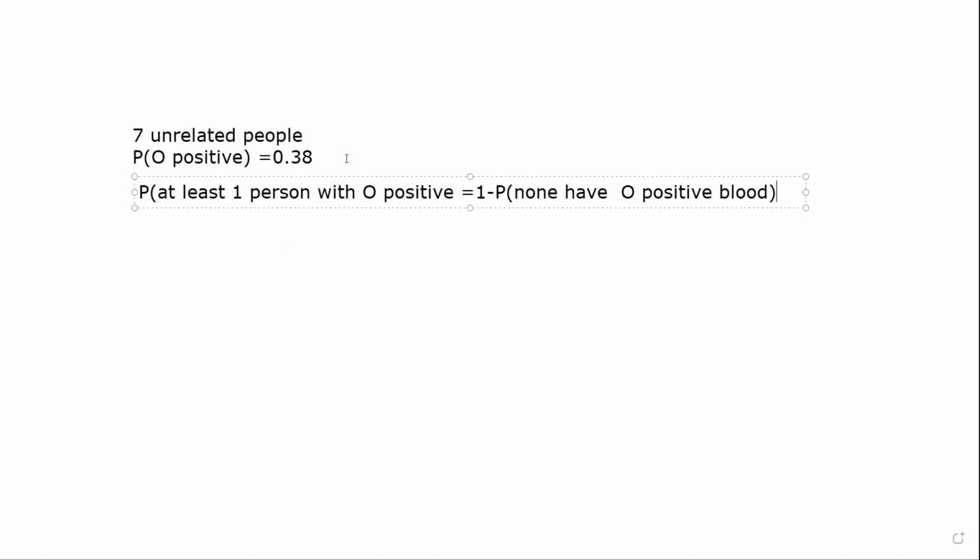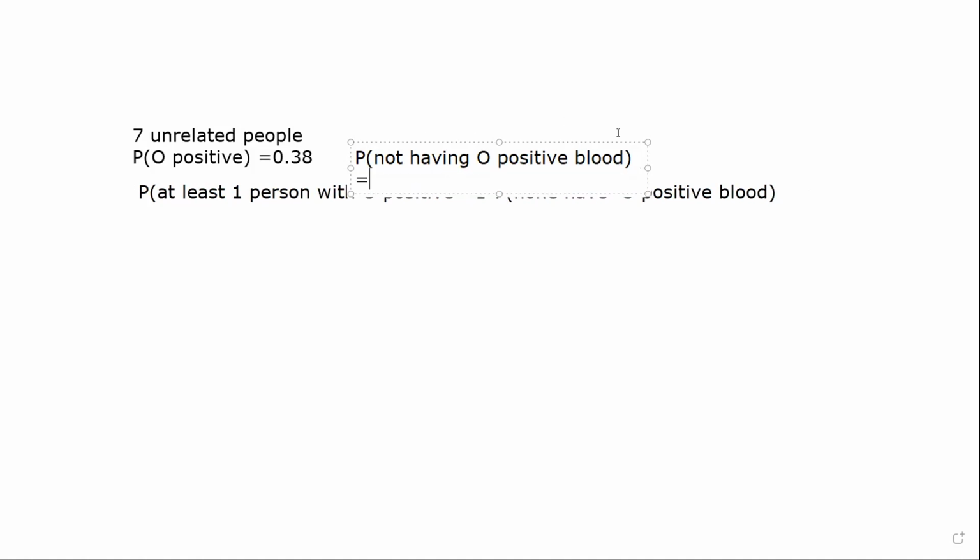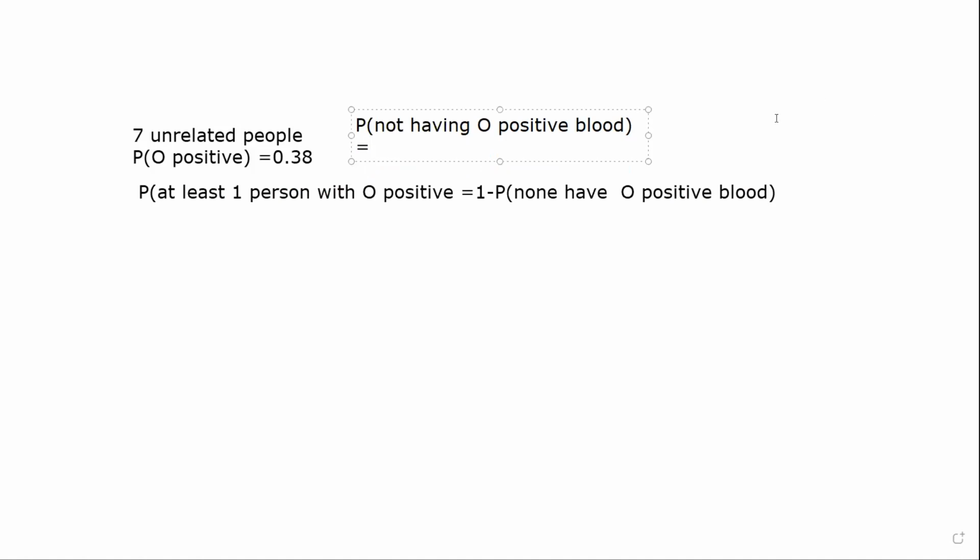Now, what also is helpful to know here is something that we calculated in the last tutoring session. If the probability that one person has O positive blood is 0.38, then the probability of not having O positive blood is equal to, we calculated this already, but we need this for this question, so I'm going to put it up here. This is equal to 1 minus 0.38, which is 0.62.